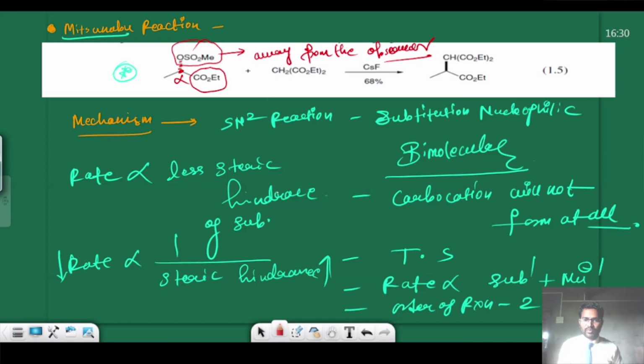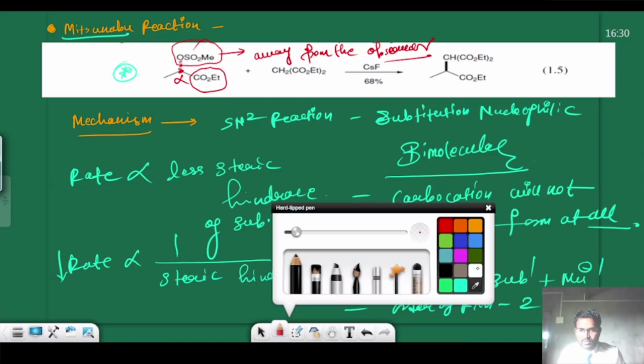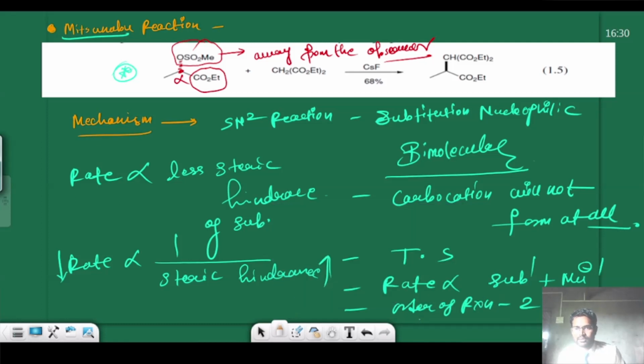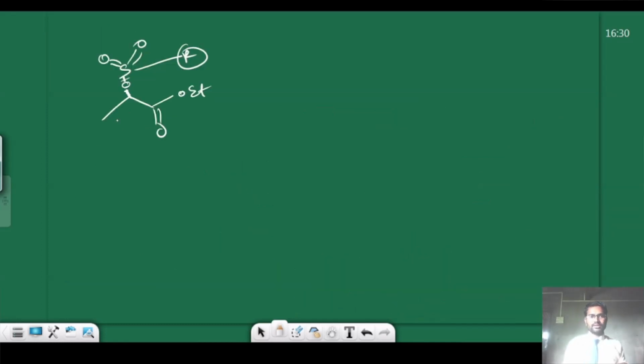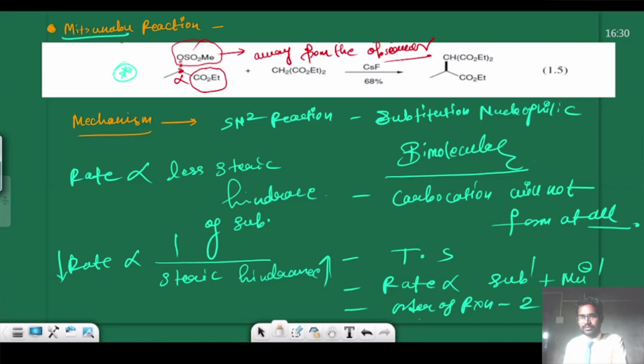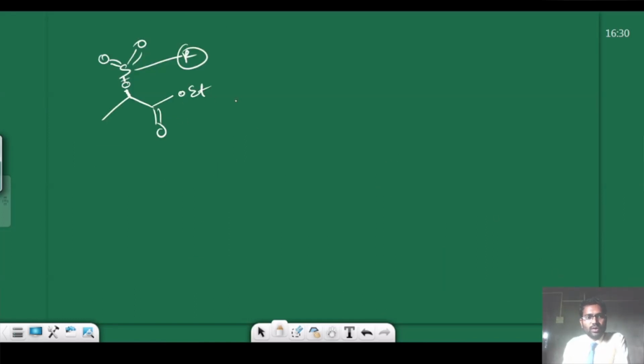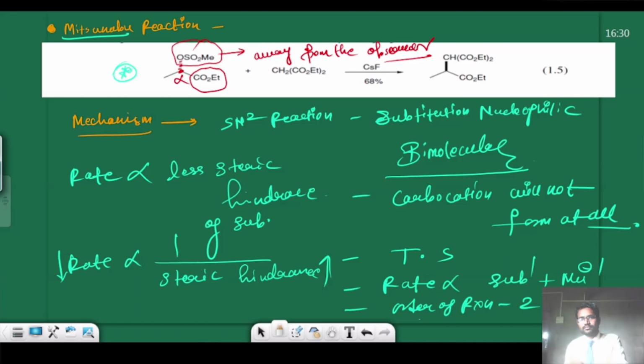So the incoming nucleophile will attack from the opposite side of this particular substrate. That we need to understand. So when we treat this molecule with this particular active methylene compound in the presence of base, okay, in the presence of base.